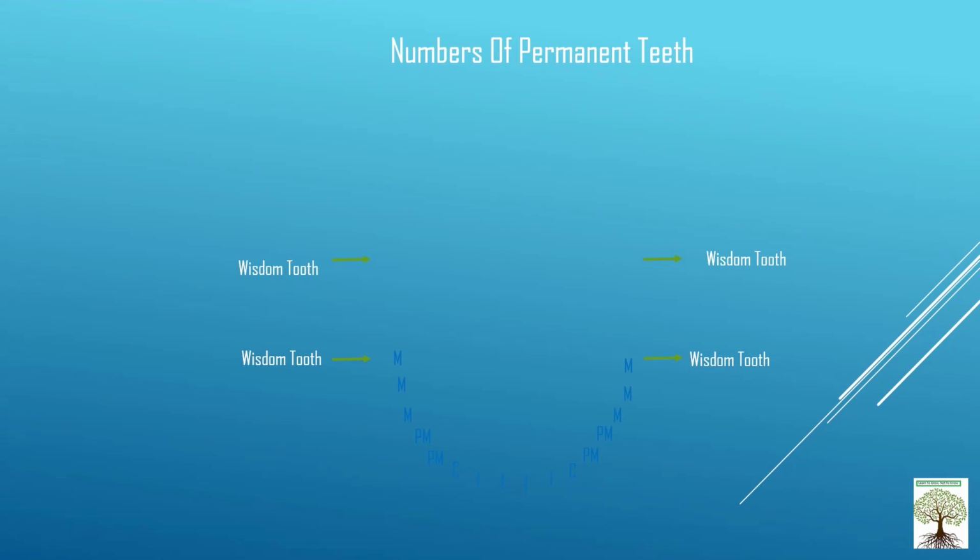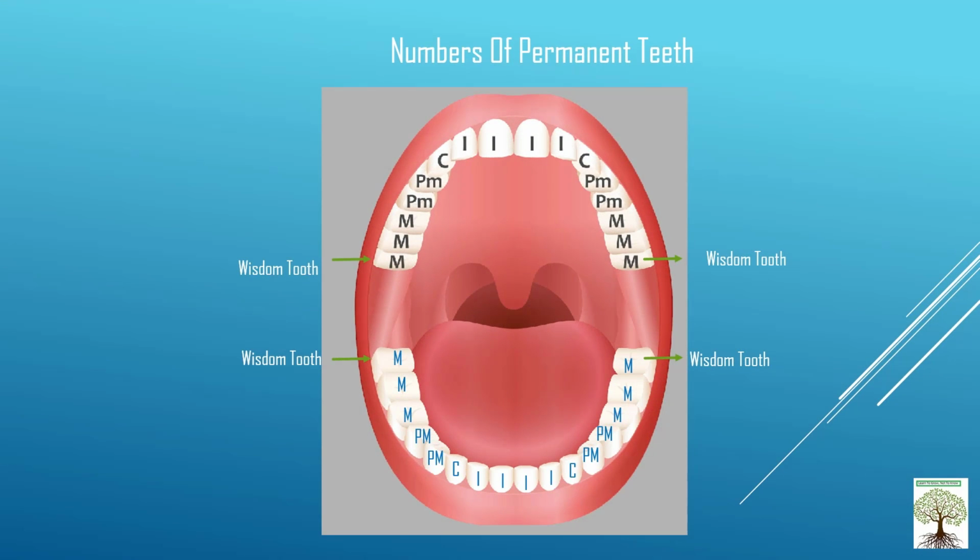Let's see the numbers of teeth in permanent teeth. I denotes incisors, C denotes canines, PM denotes premolars and M denotes molars. So now incisors, total 4 in each jaw. So 4 plus 4, total 8 incisors in permanent teeth. Canines 2 in each jaw. So 2 above, 2 below, total 4 canines are present.